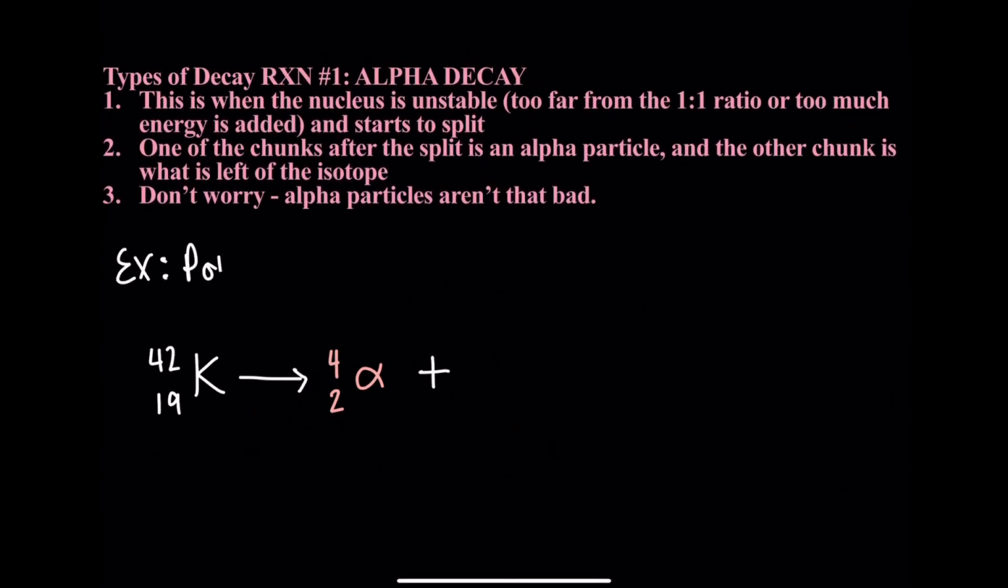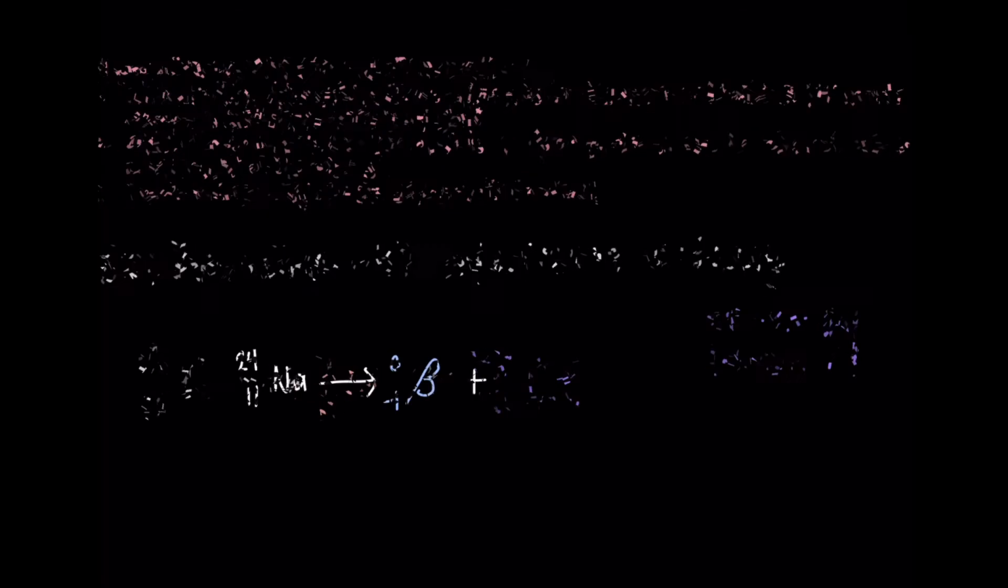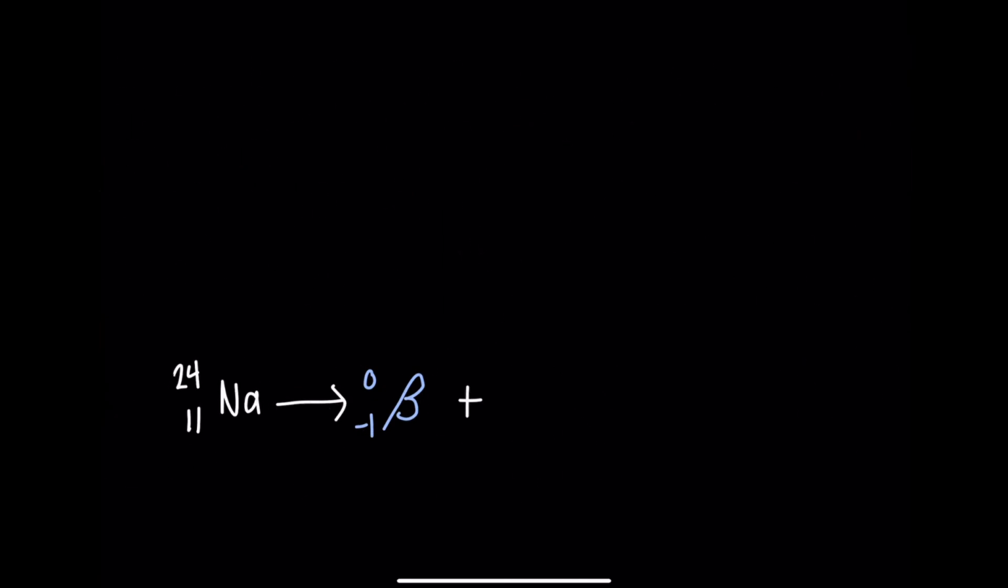So types of decay, the very first one we learned was alpha decay. And that is when that 1-to-1 ratio becomes too far off. One of the chunks of the nucleus is going to split apart because it's become imbalanced. And one of those little chunks that comes out is going to be an alpha particle.